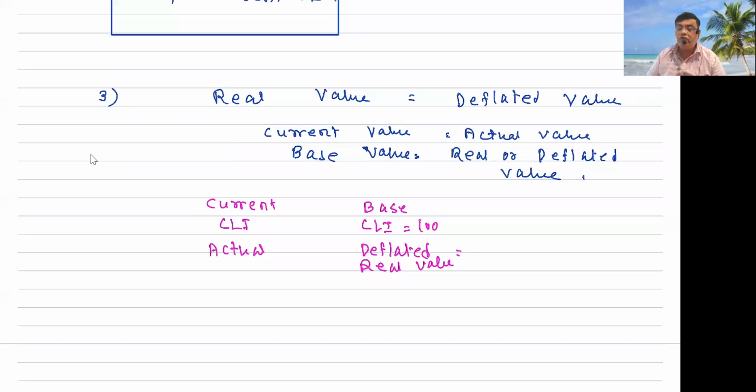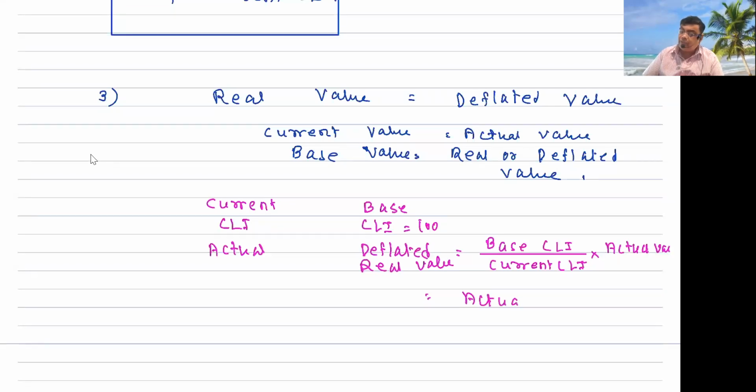Tell me, therefore, for the deflated value or the real value, what formula would you develop? The formula developed will be that this is base CLI over current CLI into actual value. But it is shifted here, so reshuffling it: actual value over the current value.